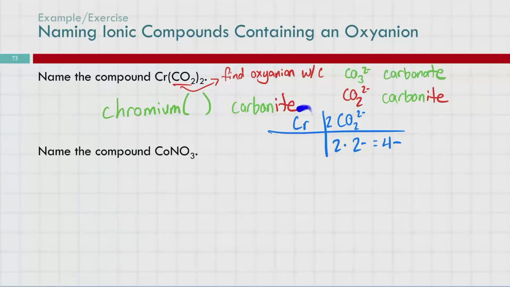So what does the chromium's charge have to be to balance out the 4 minus? It's got to be a 4 plus. It's equal and opposite. So this would have to be chromium 4, which is IV in Roman numerals. And they don't believe that we have a common name for chromium 4. So it's just chromium 4 carbonite.